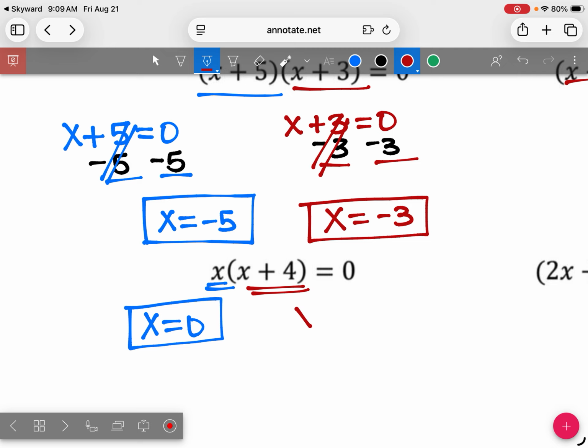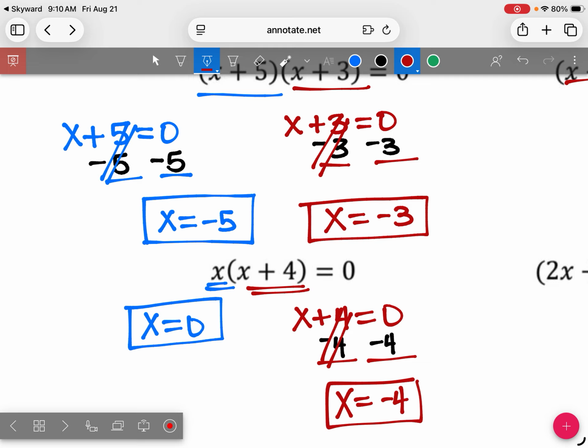Now let's take the x plus 4. You set that equal to 0. Go ahead and solve it for x. Remember, you have to do the inverse, the opposite, to solve it. So x equals negative 4 would be my second solution. Again, these are all x-intercepts. That's all we're focusing on.